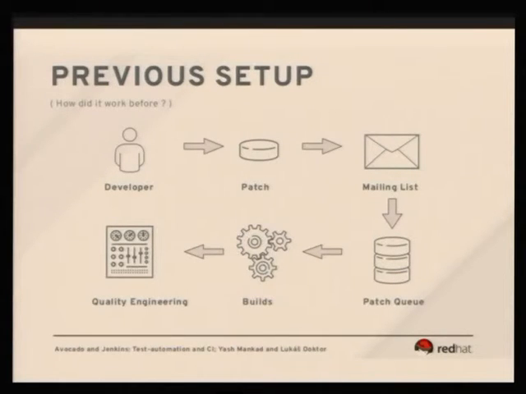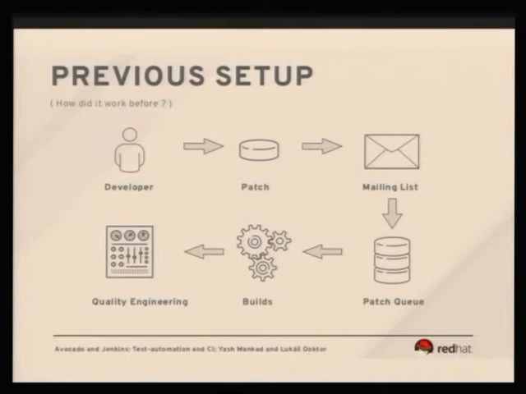Let's begin by discussing a general overview of the development process followed by several open source projects, but libvirt and qemu KVM in particular. So say you are a developer who's found a bug. What do you usually do? If you know how to fix the bug, you write a patch and you send a mail to an upstream mailing list. The mailing list then moves the patch to a patch queue, which in simple terms is just a text file containing all the list of patches that have come in, say, in a given time frame.